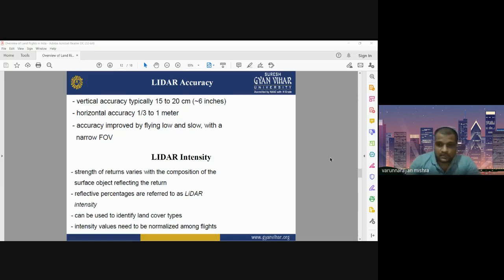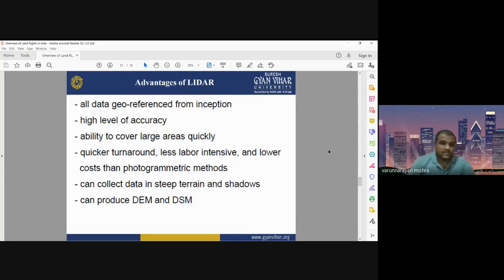Now, in the next slide, what are the advantages of lidar? The first advantage is that you will get georeferenced data from the starting point of the data acquisition. In the case of optical data, we process it on the ground to get georeferenced information, but lidar automatically georeferences all the data during acquisition because it has GPS installed in the aircraft. It provides a high level of accuracy. It can cover a large area quickly, with quick turnaround, less labor, and lower cost than photogrammetric methods.